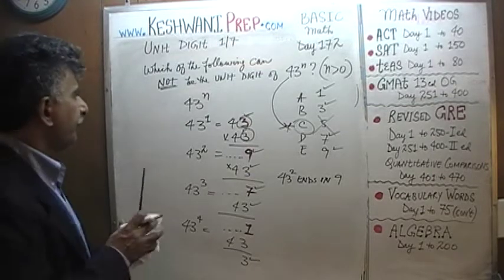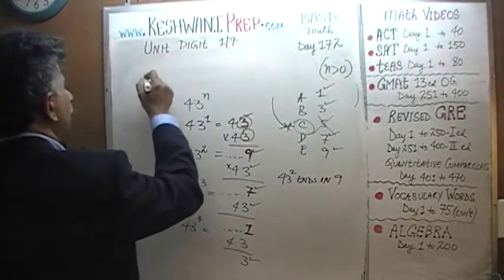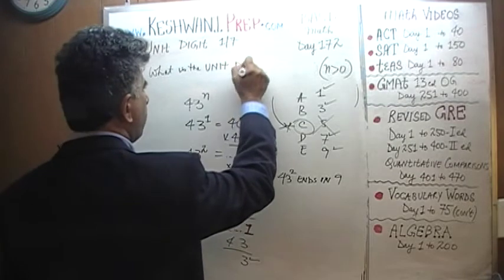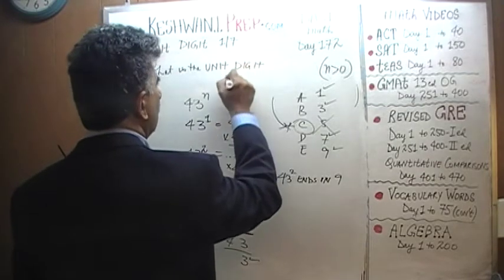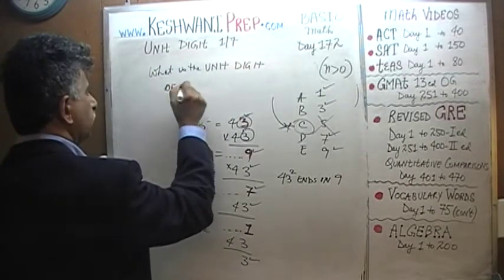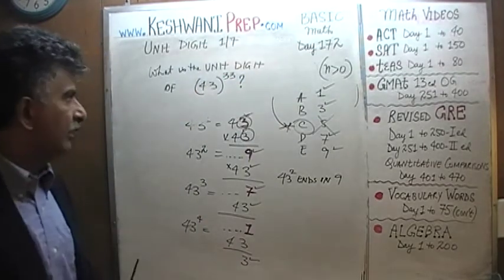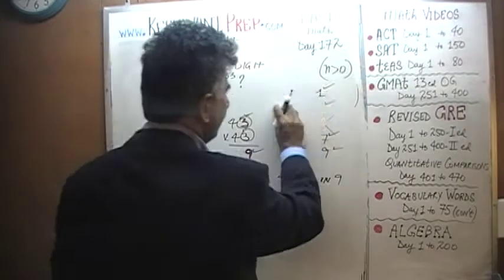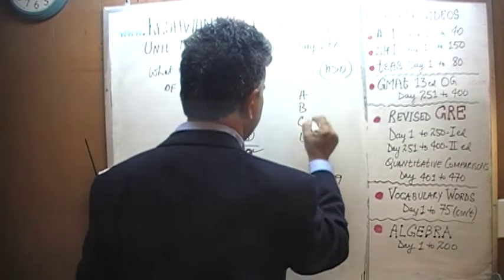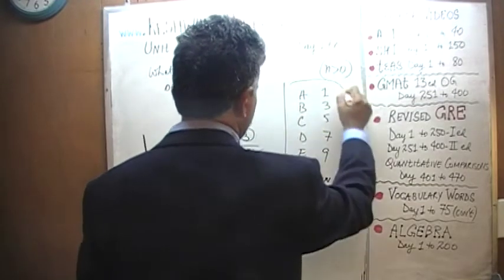Let's do one more. This time, we have a slightly different question. The question is, what is the unit digit of 43 raised to 33? What's the unit digit of 43 raised to 33? Same answer choices as before. The answer choices have not changed. A, B, C, D: 1, 3, 5, 7, and 9. These are the 5 answer choices, same as before.